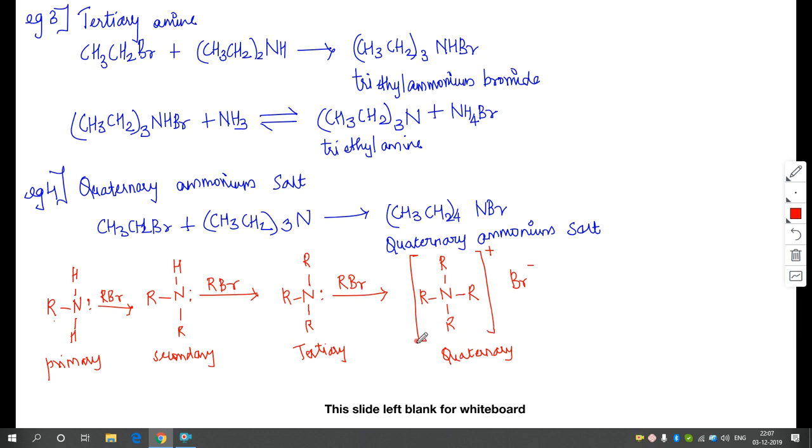You understood this part, how it is happening? Please repeat it quickly again. No, I just said this is the simplest form of how I could explain the substitution reaction.